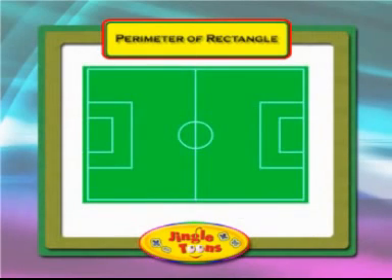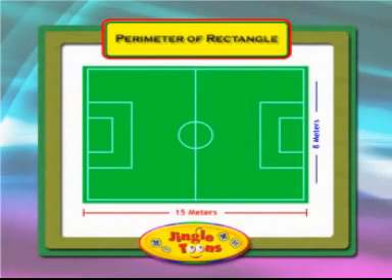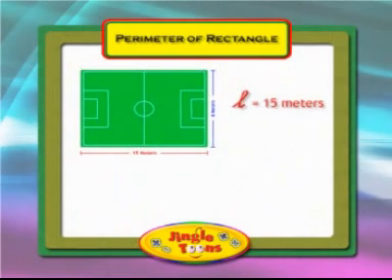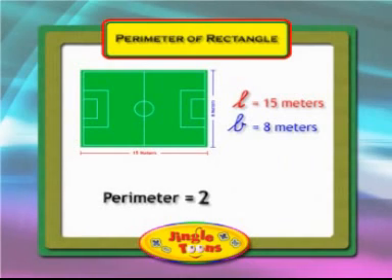Let us assume this is your rectangular ground and its length is 15 meters and breadth is 8 meters. So the formula will now help us in this way. L is equal to 15 meters and B is equal to 8 meters. The formula of the perimeter of a rectangle is perimeter is equal to 2 multiplied by (L plus B).